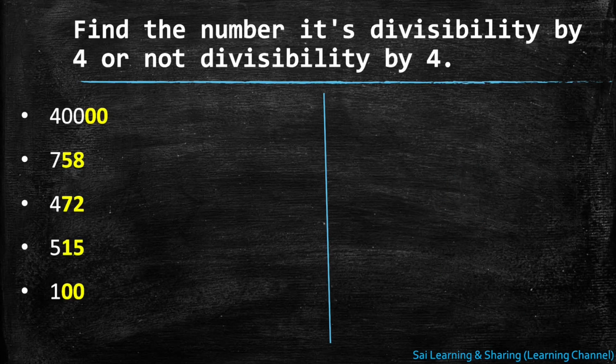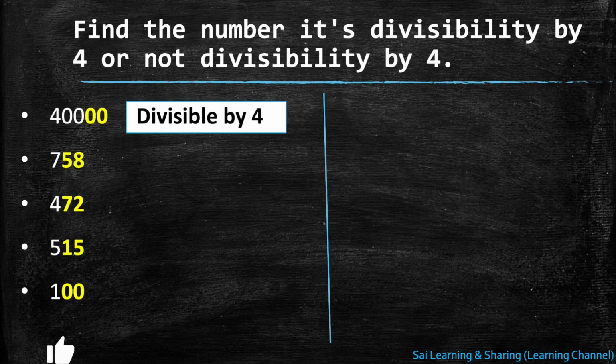I hope you finished the questions. Now let's move on to the answers. The first question, 40,000. In the ones and the tens place, it is written 0. As we learned, if in the ones and the tens place it is 0, it is divisible by 4. Now, this question is important as well, as we learned this.